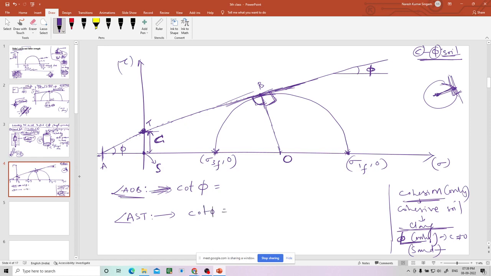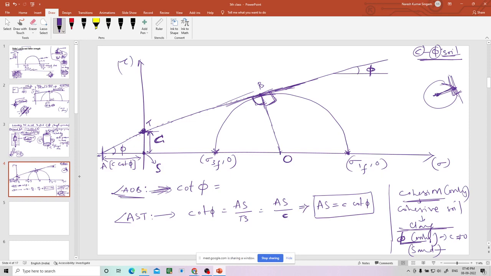Yes, sir. AS by TS. Cot phi is AS by TS. Okay, fine. Now what is AS here? AS is unknown. But we know TS, that is C, cohesion. So AS is equal to C cot phi. Now I know this distance in terms of cohesion and friction angle, that is C cot phi, where C is cohesion and phi is the friction angle.